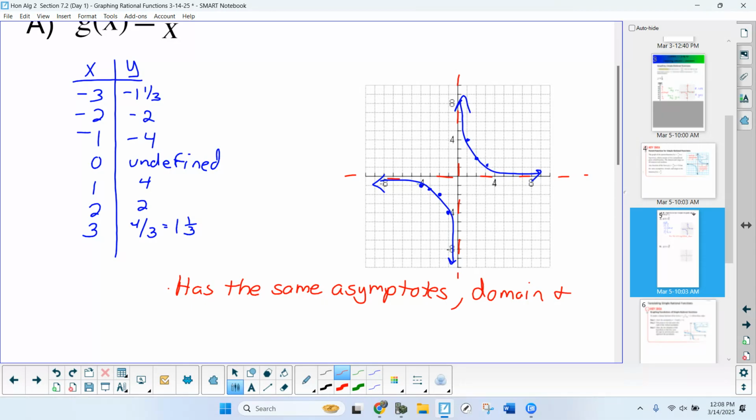Domain and range, so that we know is all the same. But it's just a little stretched. It is stretched from the axes. All right. Are we good on it?